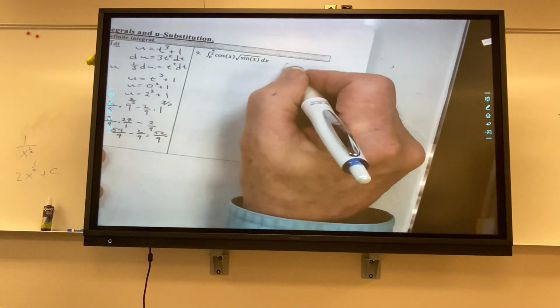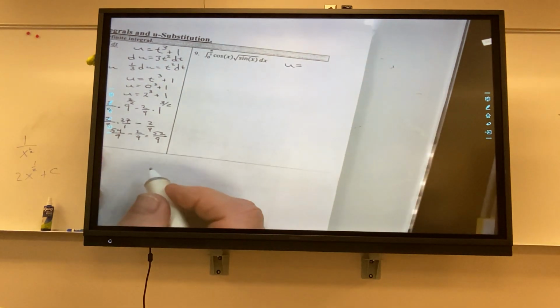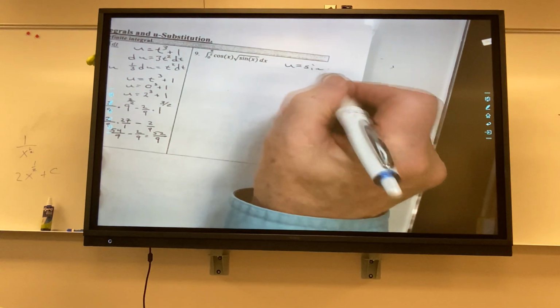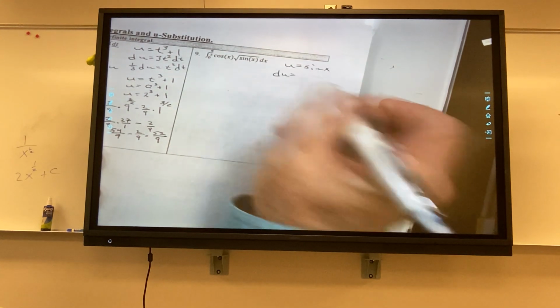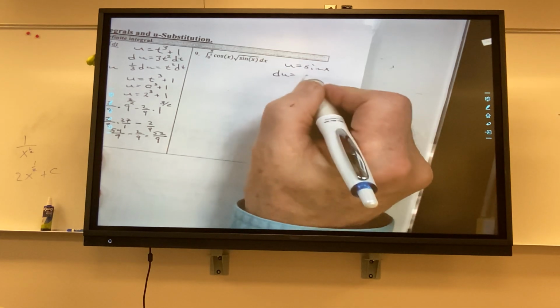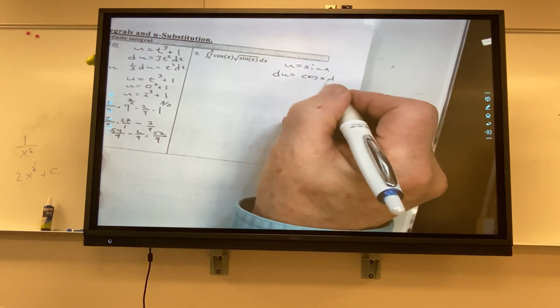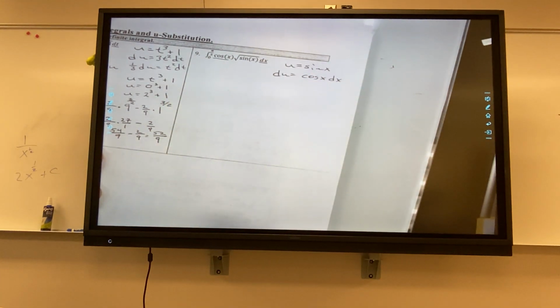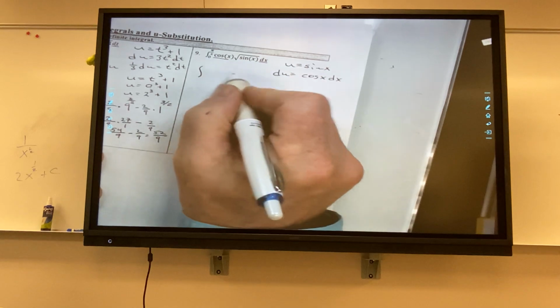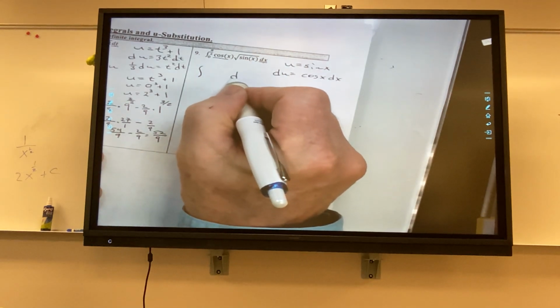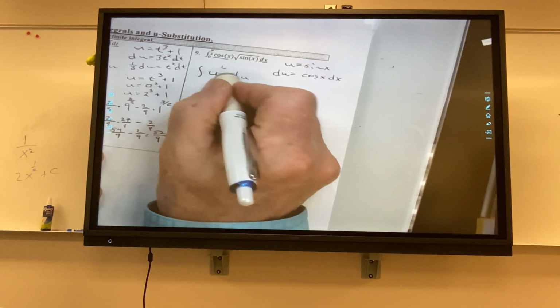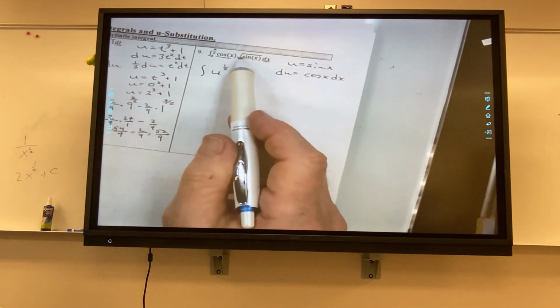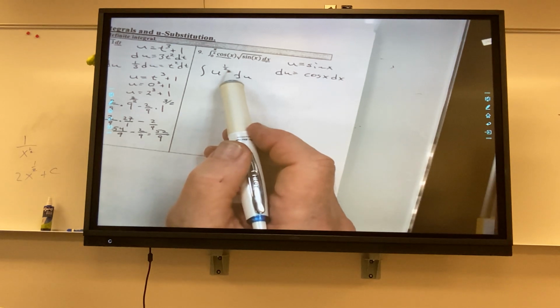Colin, what's u gonna be? Sine of x. Perfect, sine of x. What's du? Cosine of x. Cosine of x dx, correct? Yes. Notice, Colin, here's a cosine, here's a dx. In my heart, I am a happy camper. Okay, so leave those alone. This is going to be replaced with du, and I get u to the 1/2. Why? Like Matthew said prior, I'm just replacing the square root with a number in which I'm going to add 1 and then multiply by the reciprocal.